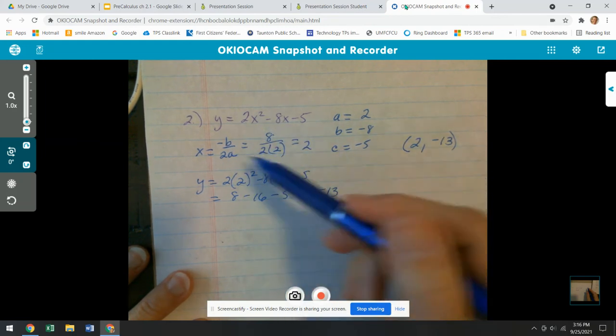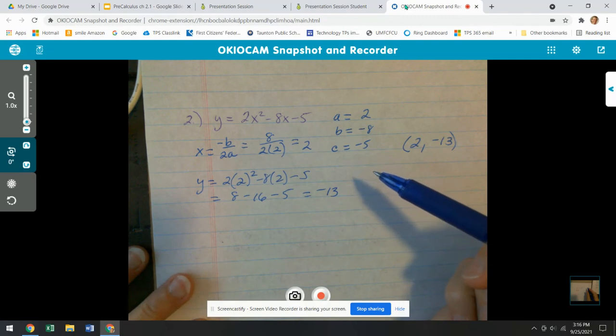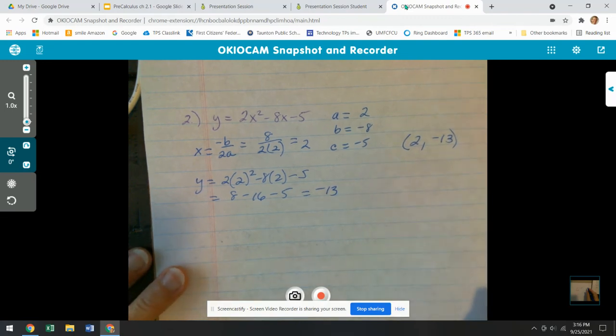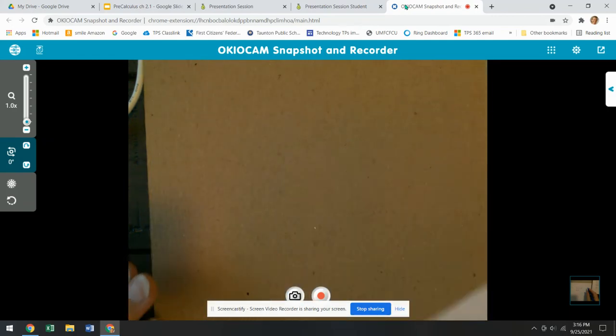We don't have the roots from this. Maybe we could factor it or apply the quadratic formula. Any of that would work, hopefully, to get the roots. And then we'd be able to graph it. Okay, I think that's what I have for that.